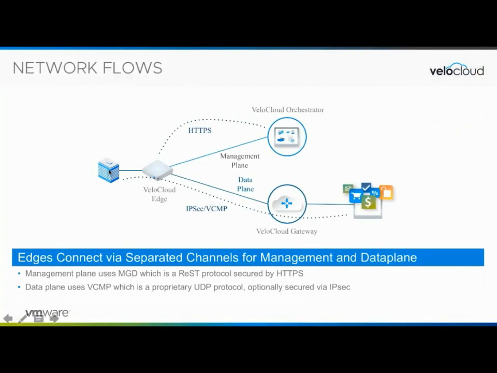Management traffic always goes over the overlay to the gateway and then HTTPS to the orchestrator. But there are times when the gateways are not available, then yes, that management traffic goes from the edge device to the orchestrator.